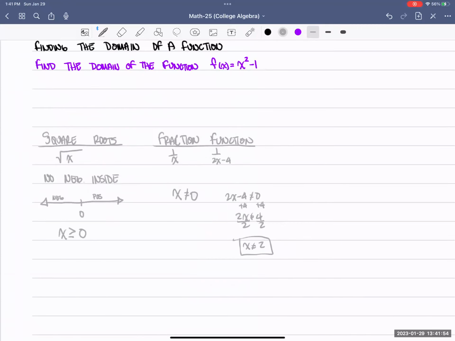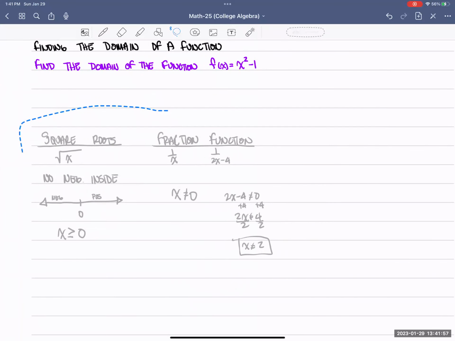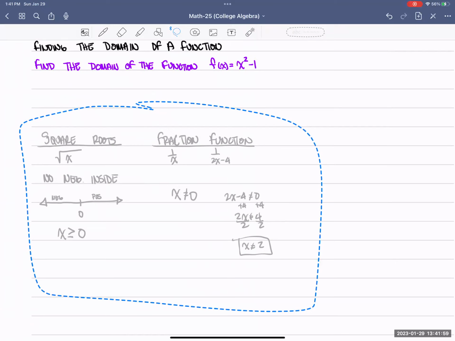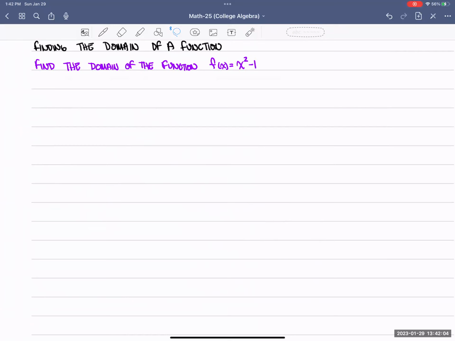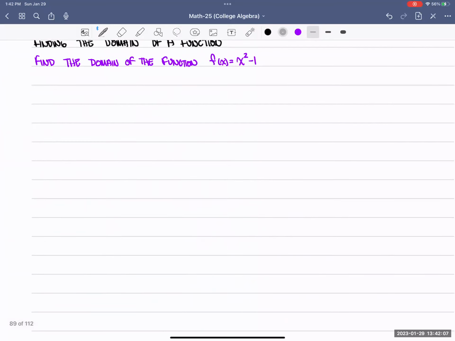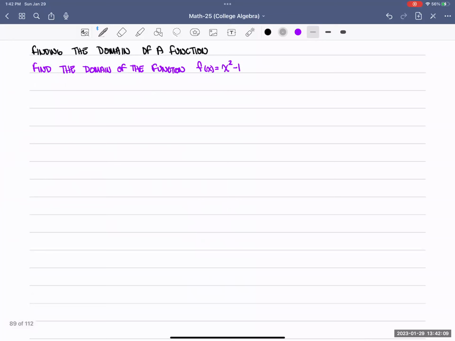But at this point of the class, those are the only two places where we're going to have some sort of domain error. We don't want negatives in the square root, and we don't want zeros in the denominator. So here my question is: is this a rational function, as in fractions, or a radical function with square roots? It's neither, so it means that we could plug in all real numbers. We could do whatever we want. We could plug in any value for x.